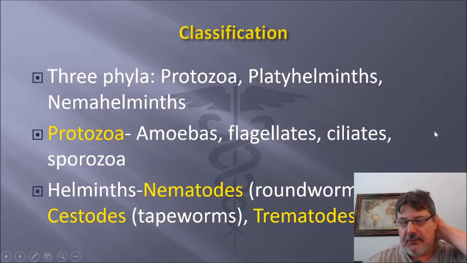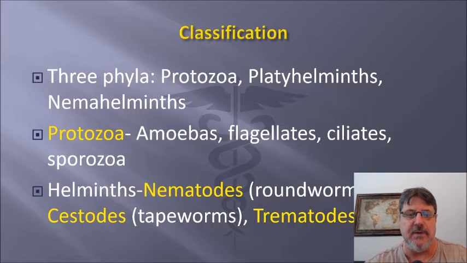Classification. Now there's three primary phyla of human parasites, and that's the protozoa, the platyhelminths, which include the tapeworms and the flukes, and the nemathelminths, which are the roundworms. Now the protozoa are broken down into generally four categories, and a lot of it's based on their method of motion. So amoebas, which get along mostly by pseudopods, flagellates like Giardia, with flagella, and ciliates have little cilia all around the edge of their shell like Balantidium coli.